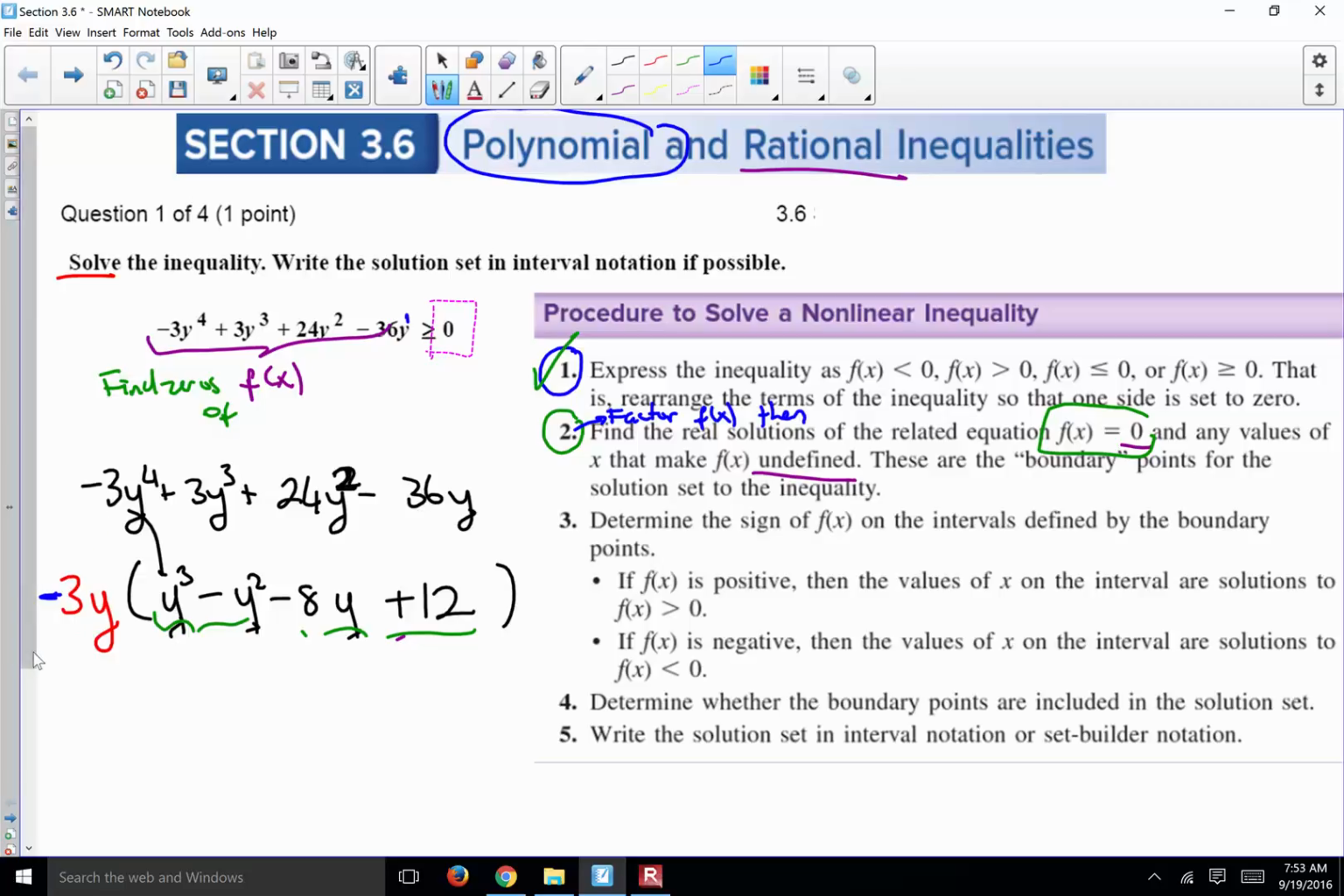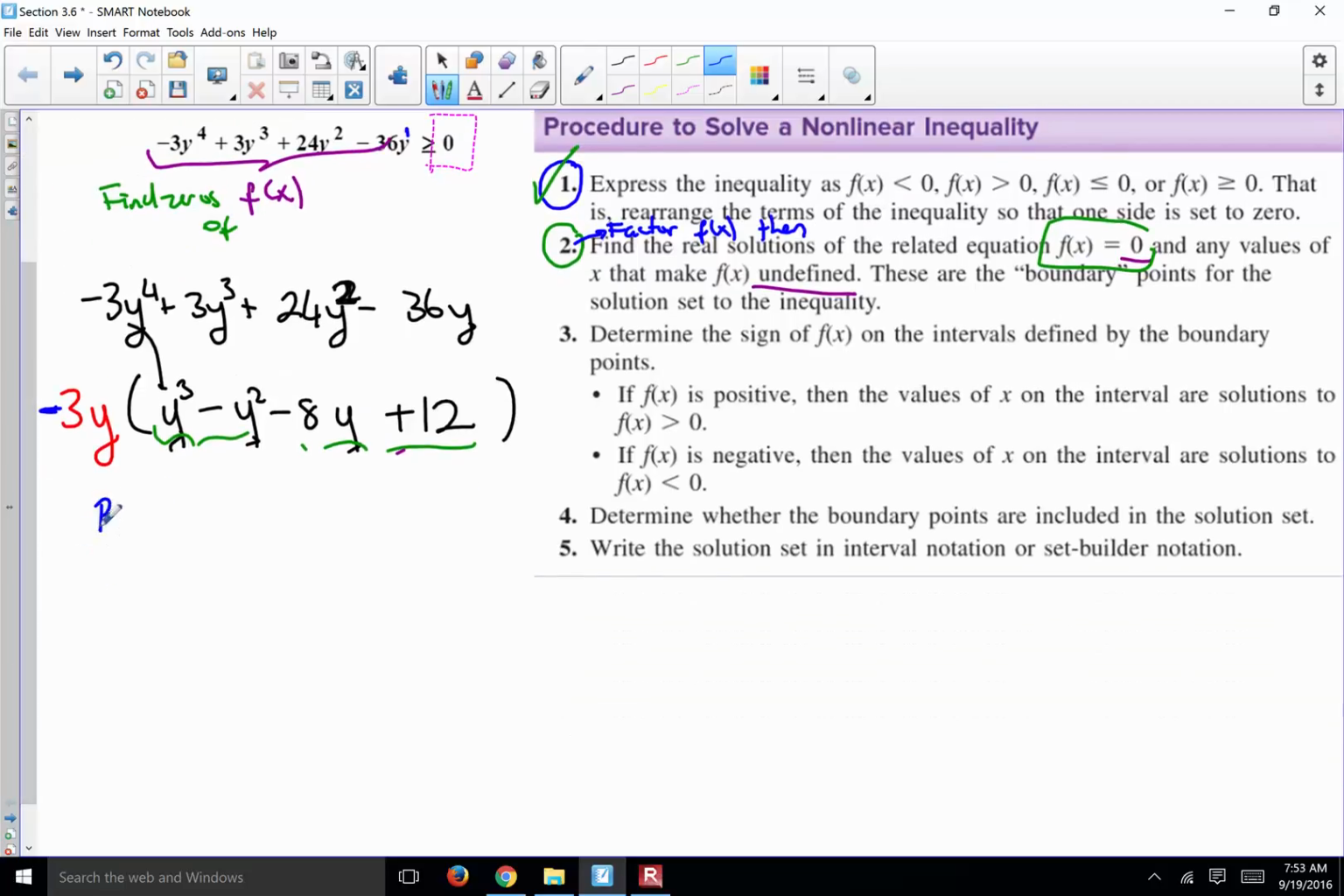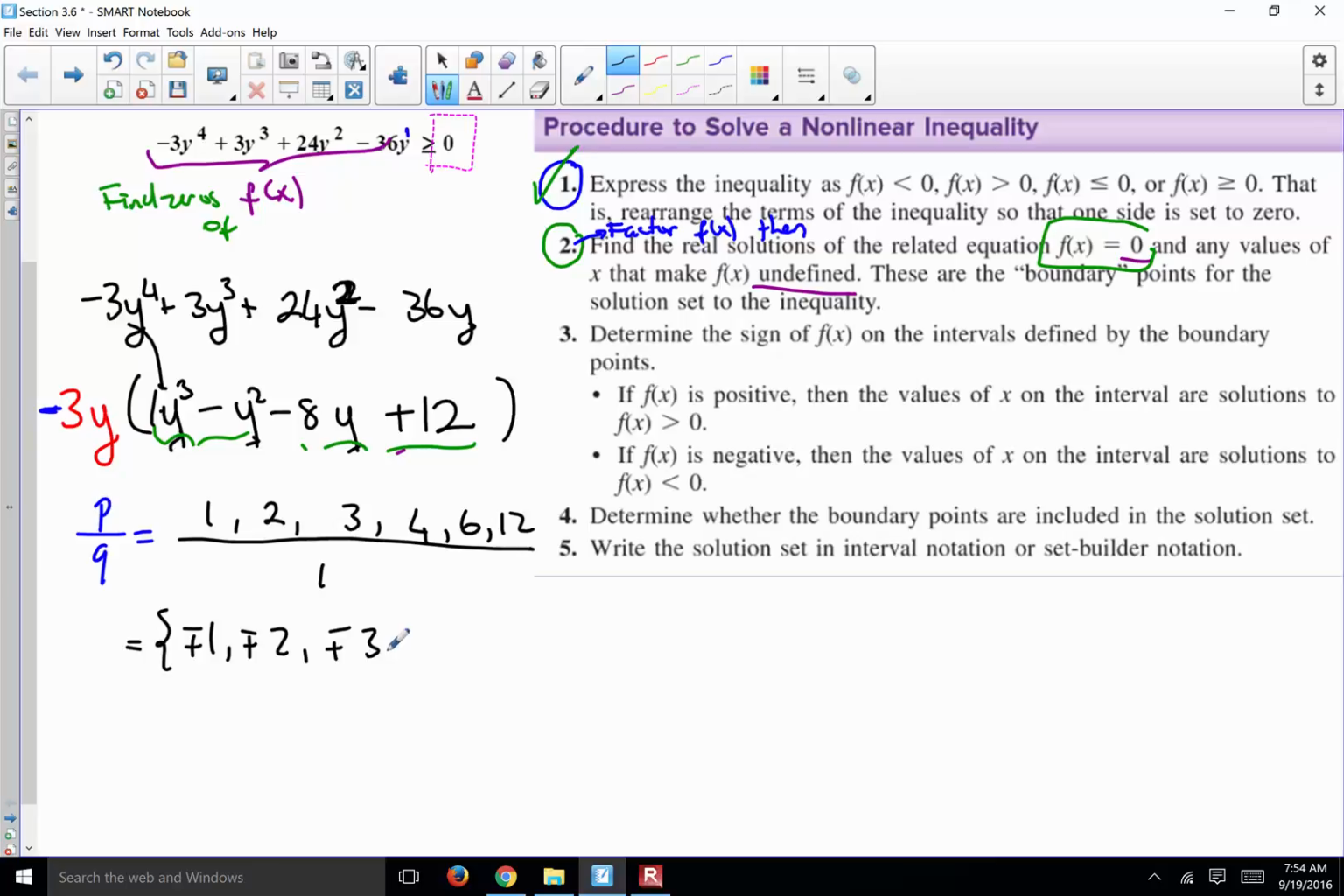P over Q. We search for rational zeros first. P is the factors of 12, which is 1, 2, 3, 4, 6, 12. Q is the factors of the leading number, which is 1. So one of these, with plus and minus, so here is the list: plus minus 1, plus minus 2, plus minus 3, plus minus 4. One or more of these is a zero. I don't know how many. It can be as many as 3 of them.